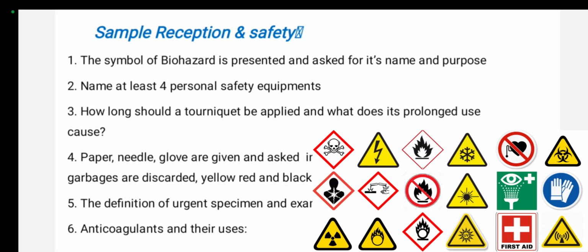We may be asked to name at least 4 personal protective equipment or PPE. This is also very common. Another thing is how long the tourniquet should be placed on the arm of the patient who is going to have blood drawn. So we may be asked how long it should be placed, and what prolonged application will cause when we place the tourniquet for a long time on the arm of the patient.